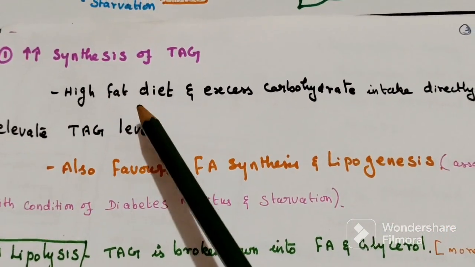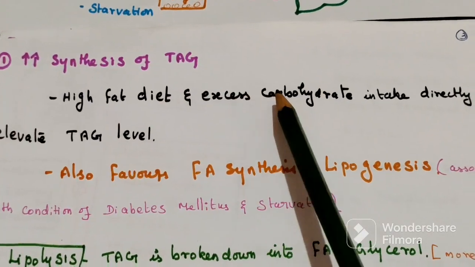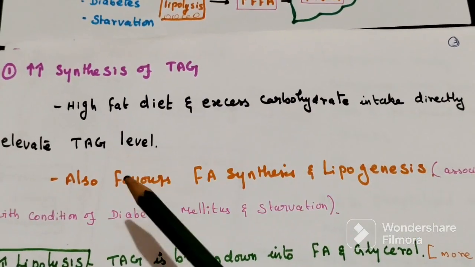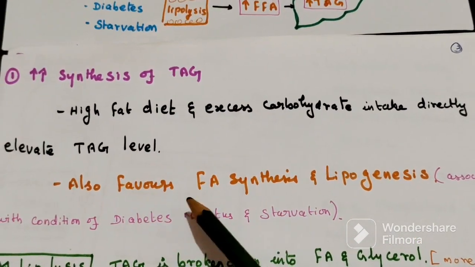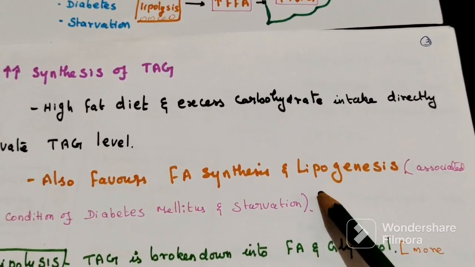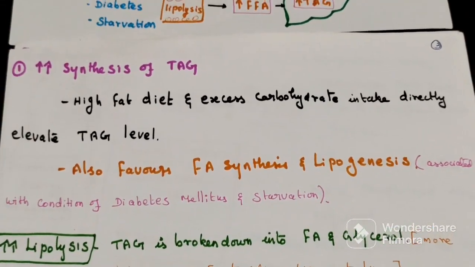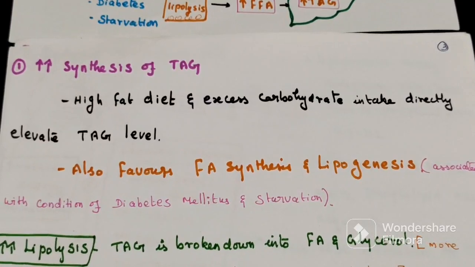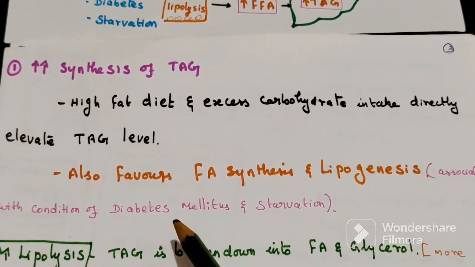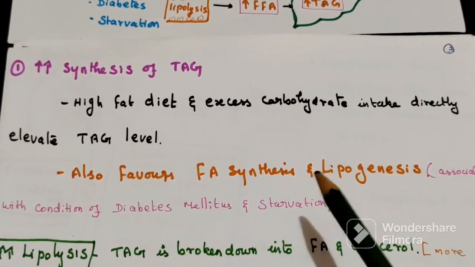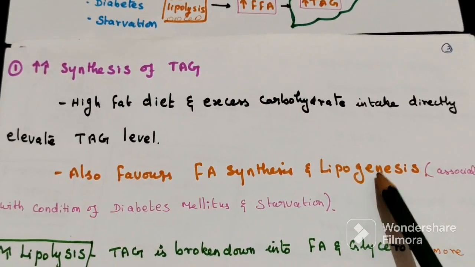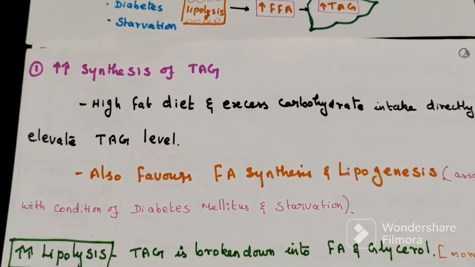So what are the conditions? When we take a high fat diet, we also take a high amount of carbohydrate. This favors fatty acid synthesis and lipolysis processes. It is associated with diabetes mellitus and the starvation period. We know that the lipolysis process occurs in these two conditions.